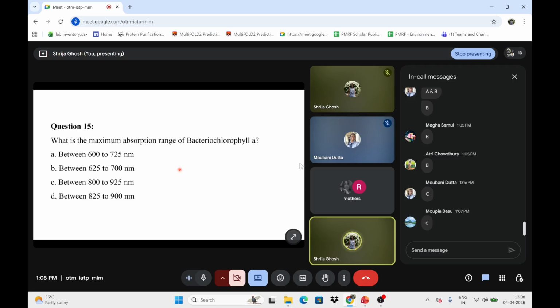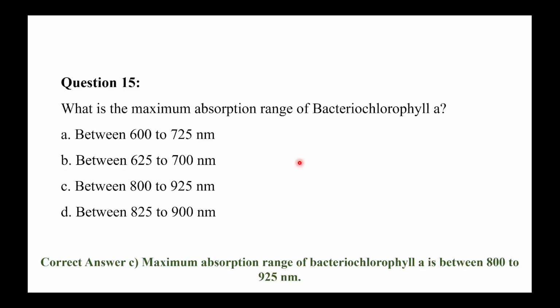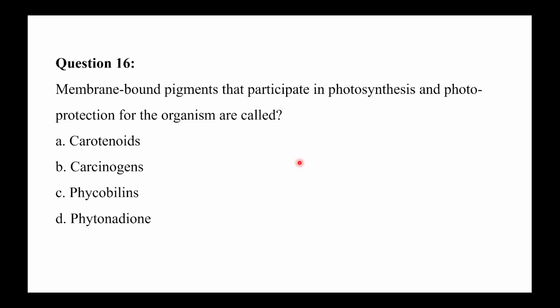What would be the correct answer? Anyone else wants to write the answer in the chat box? I have two answers. Both of them are option C, between 800 to 925 nanometer. Let's see the correct answer. The correct answer is option C, maximum absorption range of bacteriochlorophyll. It is between 800 to 925 nanometer. That is correct. So both of you were correct. Moving to the next question.